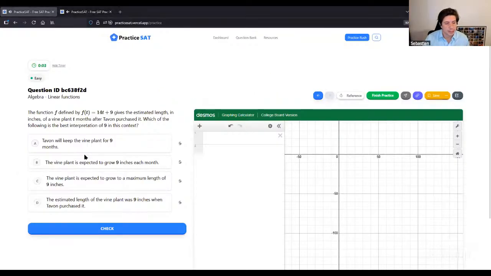The function f defined by f(t) equals 14t plus 9 gives the estimated length in inches of a vine plant t months after Tavon purchased it. Which of the following is the best interpretation of 9 in this context? Okay, so this is a linear equation. 9 then is going to be the y-intercept. So it's not B because that'd be the slope. We'll keep the vine plant for 9 months. The vine plant is supposed to grow. The estimated length of the vine plant was 9 inches when Tavon purchased it. Exactly.